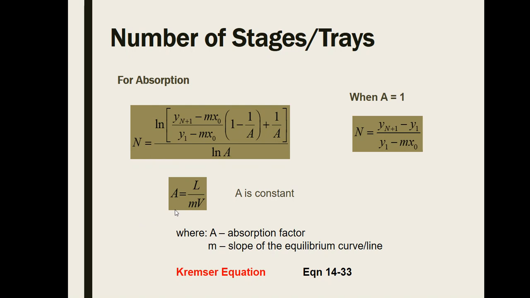Now, if A is a constant, which means that your operating line is really a line, then there's no need for us to get the geometric mean of the absorption factor of the top and bottom parts of the tower. And speaking of this gas absorption factor, you have the L over V as the slope of the operating line, and M as the slope of the equilibrium curve. So the Kremser equation can be found in your handbook in this equation 14-33.